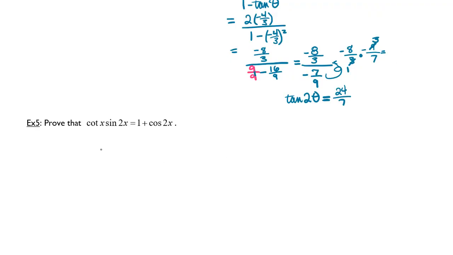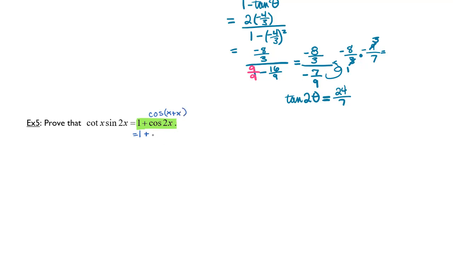Next, we need to prove that cotangent x times sine of 2x equals 1 plus cosine of 2x. I'm going to work on the right-hand side for this one, and it's kind of up to you, depending on what you see as patterns, which one is easier. I first am going to replace my cosine of 2x with the rule that I created from the sum, which is that cosine of 2x is the same as cosine of x plus x.